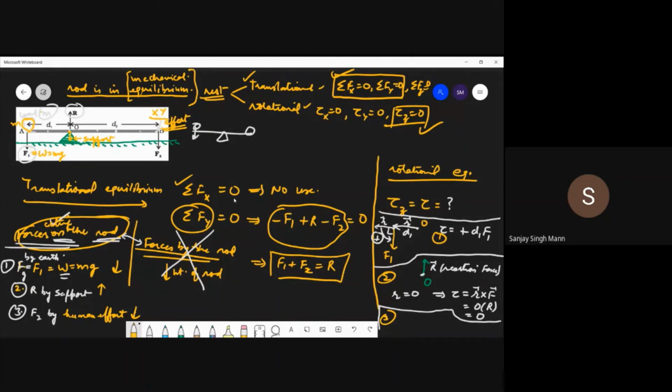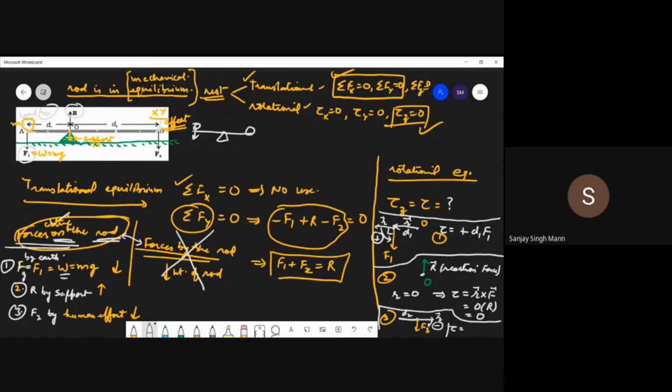So this is your F3, and this is where your R is. That is D2. This is the direction of R, right? So this is your R, this is your F3. So what is the direction? This direction is clockwise, so this direction is negative. So tau here is D2.